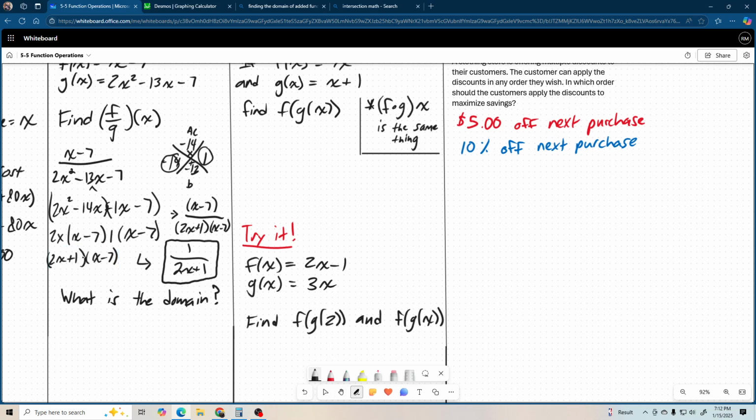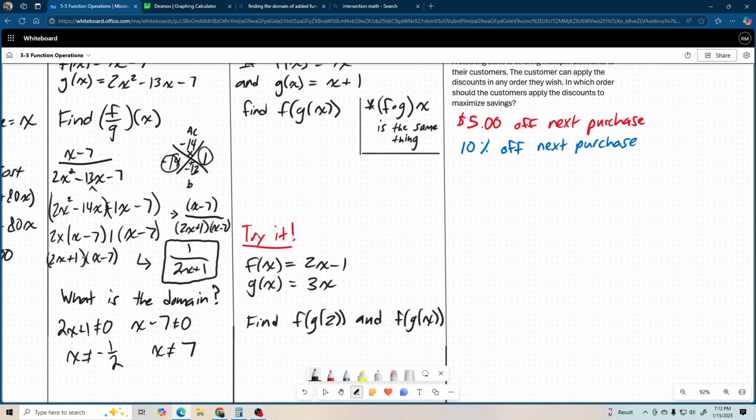The 2x plus 1 cannot equal 0, and the x minus 7 cannot equal 0. So what does this mean? Well, if we add 7 to both sides, x cannot equal 7. And over here, subtract 1, divided by 2, x cannot equal negative 1/2.